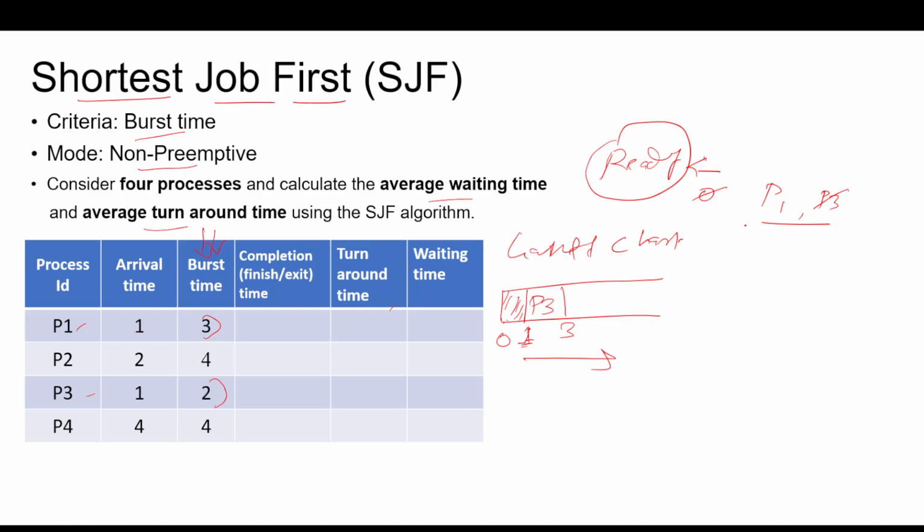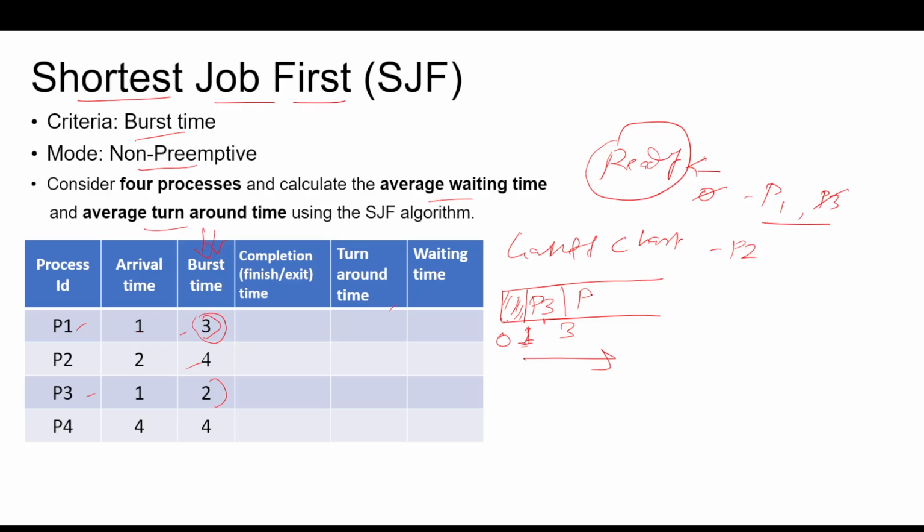While executing P3, is there any new process that arrived in the ready queue? Yes, P2 has arrived, somewhere between 1 and 3, according to its arrival timing. Now after P3, we have P1 and P2 in the ready queue, since P3 is already executed. So again we check the shortest between P1 and P2. Which one is the shortest? P1 is the shortest, because P2 has 4 and P1 has 3.